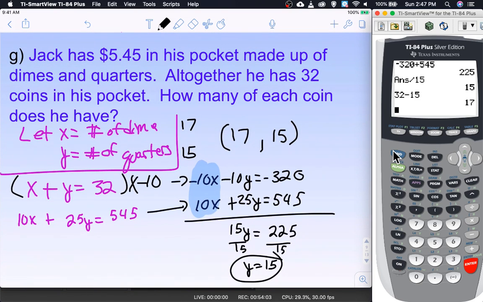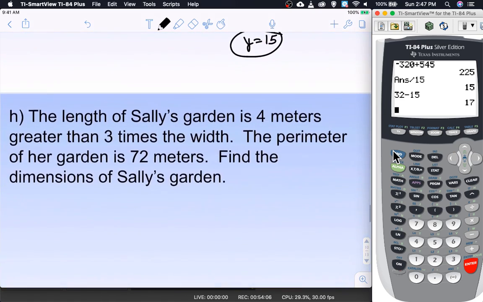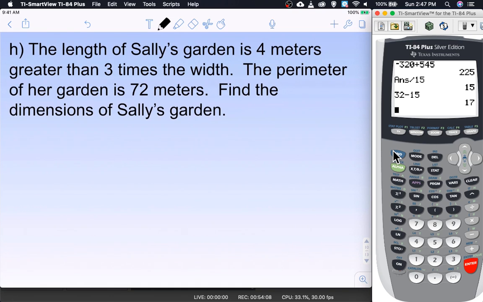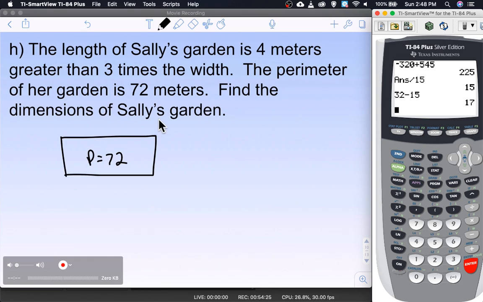That was a pretty nice, easy, straightforward problem. Letter H here says the length of Sally's garden is 4 meters greater than 3 times the width. So the perimeter of her garden is 72. Okay, I can write that. I know that. Perimeter is 72. Find the dimensions of Sally's garden.